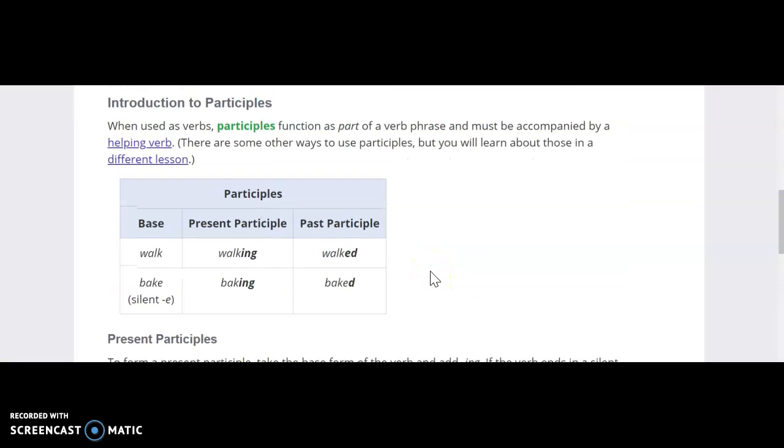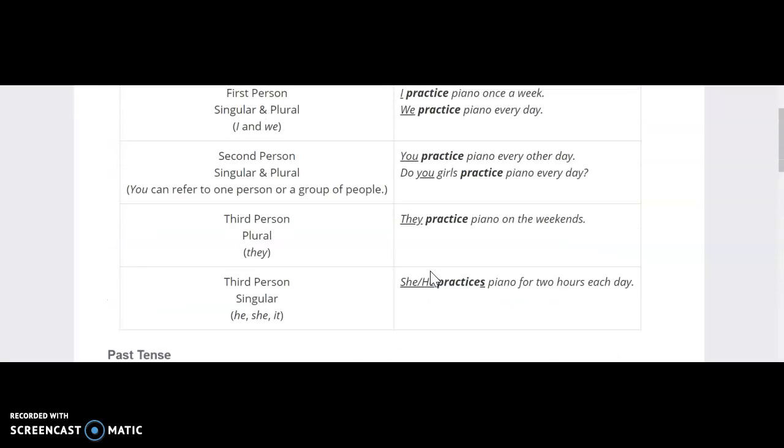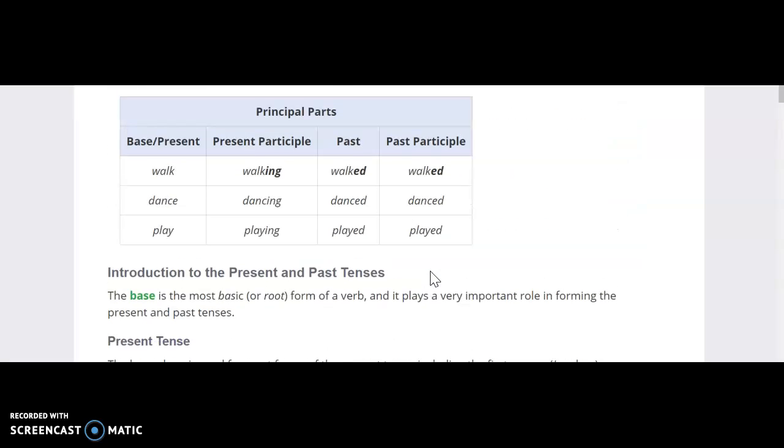So for today's quiz or little exercise, you're going to want to write down base, present participle, past, and past participle. And then when you find the verb, you're going to identify what form it is in. I hope this explains the lesson.